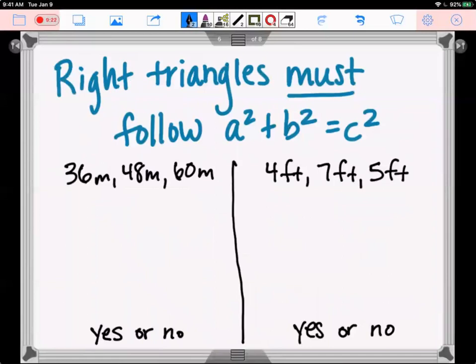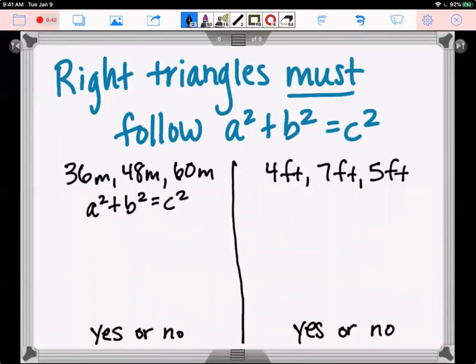So we have some examples here. We've got to see, do they make a right triangle? Just yes or no. And this is a review from the quiz, but I wanted to go over it again. So here it is. All we have to do is start with the formula, a squared plus b squared equals c squared, and put in the numbers.